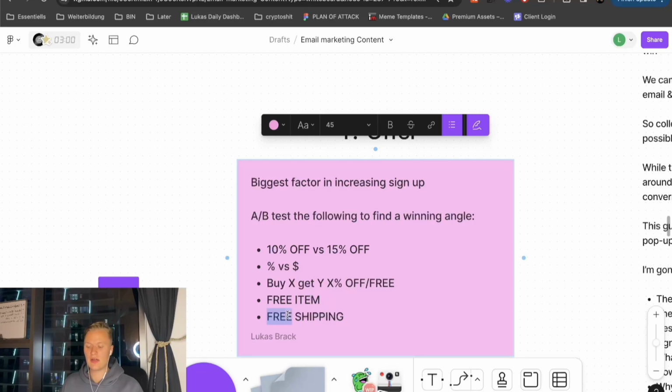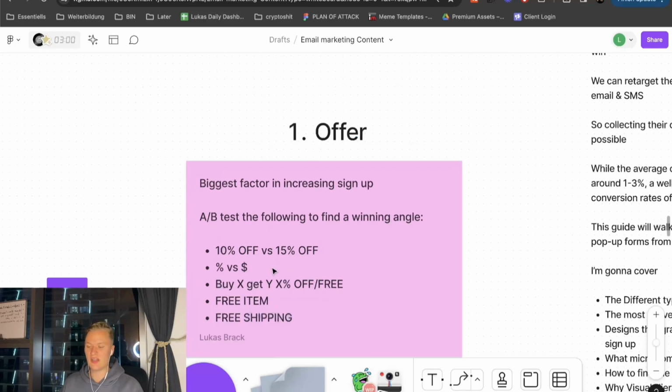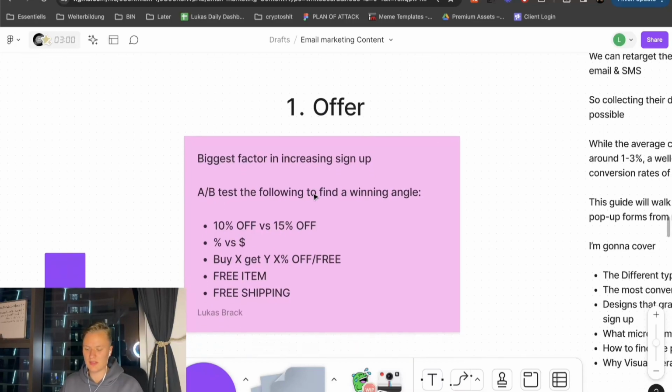And the next one that works great as well is just free shipping. Sometimes even better than 10% off or 15% off. So definitely make sure to test free shipping. So that's basically the angles that you can test with your pop-up form. Try to find an angle or an offer that makes sense for your unit economics and stuff like that.